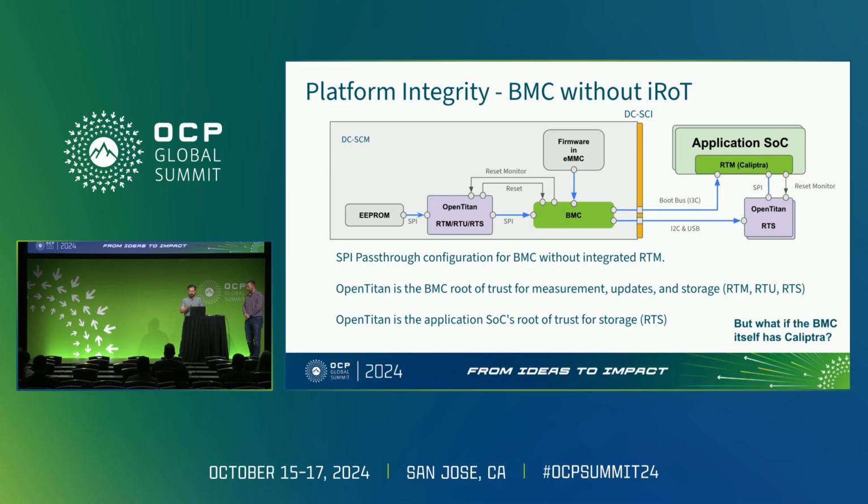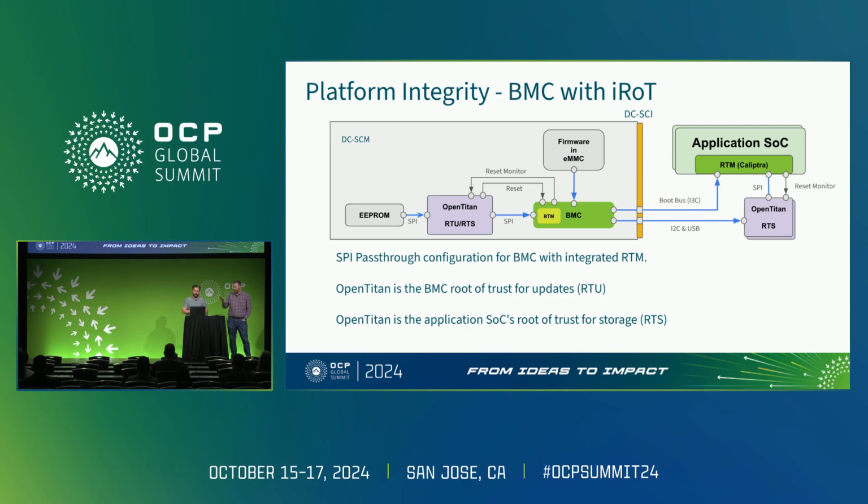So I guess this is leeway, but what if there's a BMC and what if there's a Calyptra in the BMC? Right, so in that case, the BMC has its own RTM. That's great. We've defended against physical interposers. The OpenTitan still has its uses as root of trust for update and storage for the BMC. So we need to make sure that only signed updates land in that EEPROM.